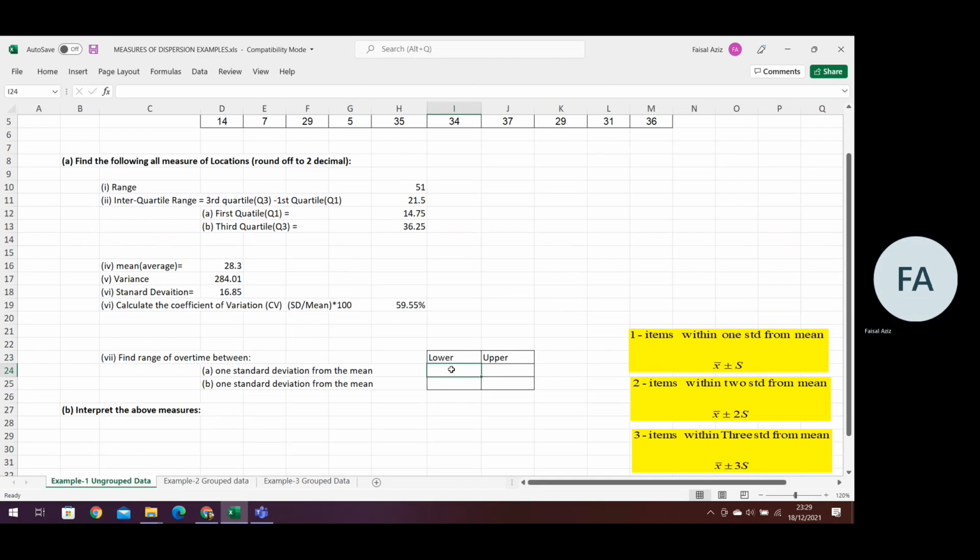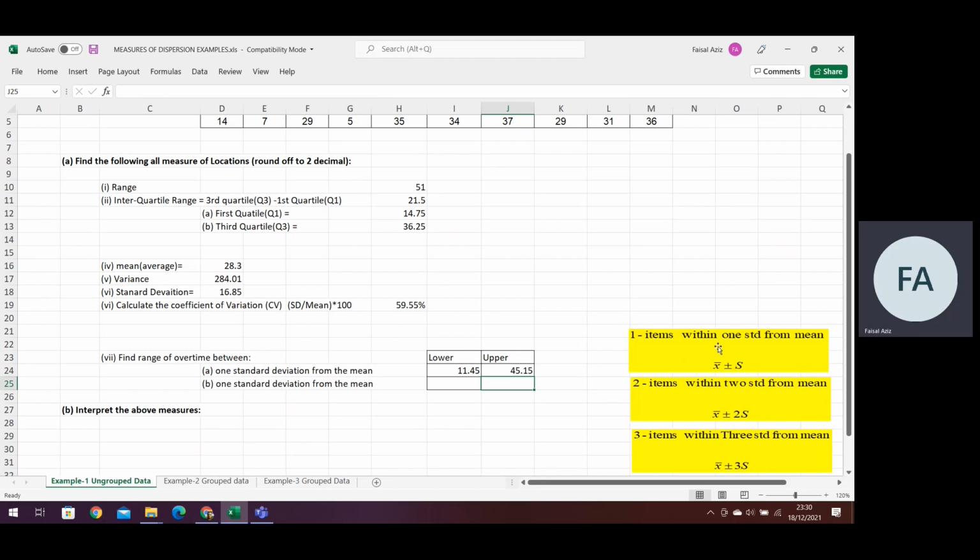So we can simply mention it over here. I'm just going to calculate the lower end first. For the lower we will have to subtract the standard deviation, and for the upper we will have to add the standard deviation. So here we have the mean. So what will I do? Equal sign, mean minus standard deviation. The standard deviation we have already calculated. We'll click enter. This is the lowest limit, and then for the upper, again equal sign, I'll click on mean and then plus standard deviation.